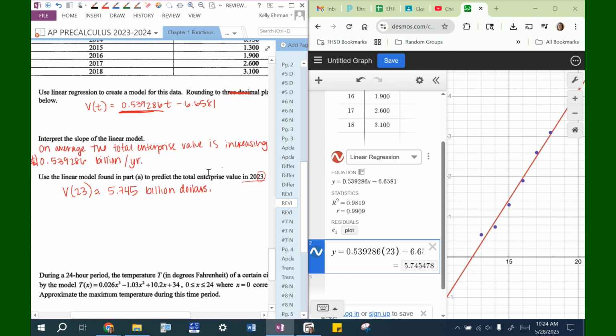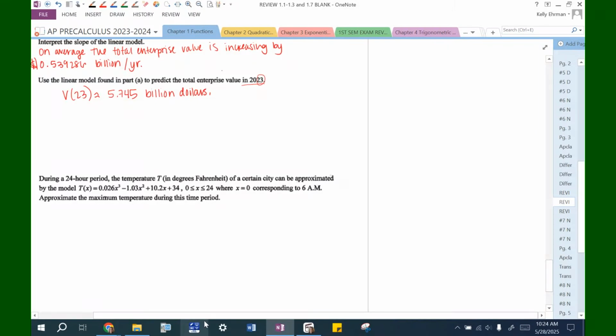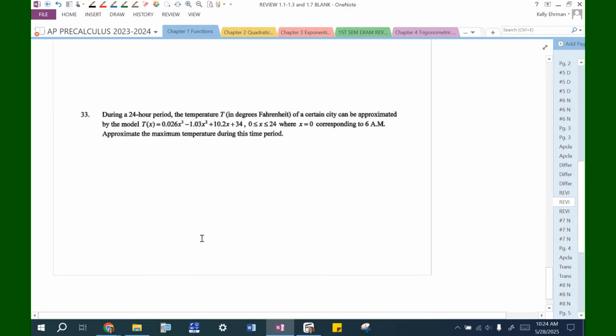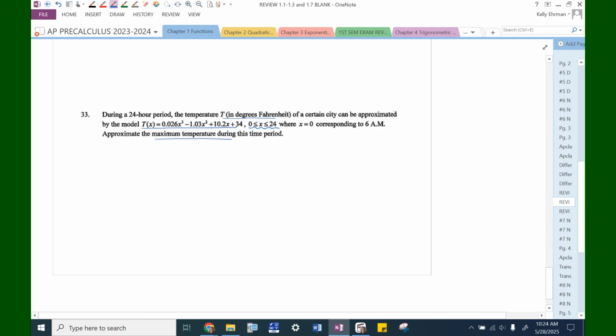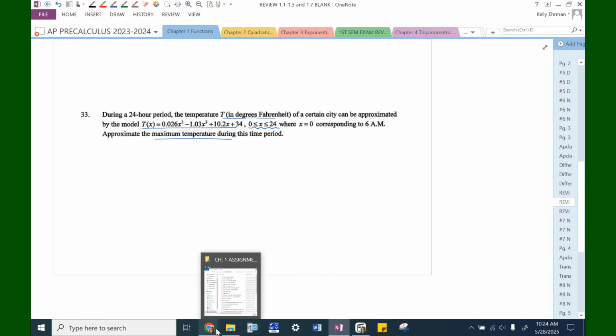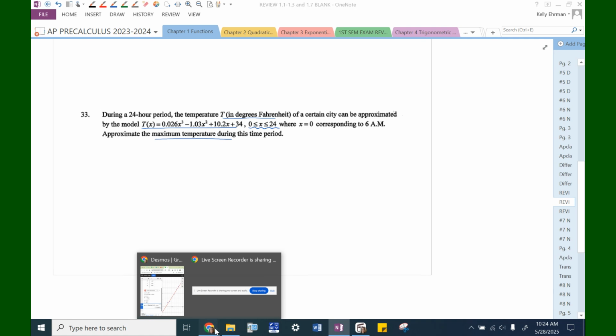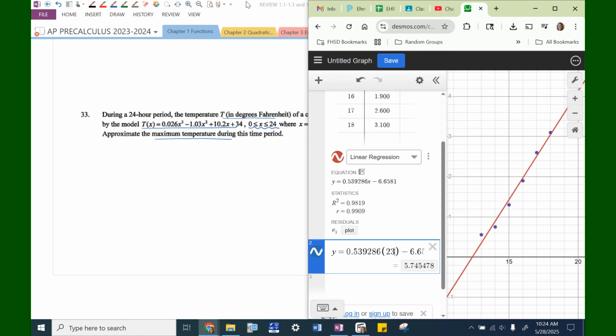All right, next problem. During a 24-hour period, the temperature T in degrees Fahrenheit of a certain city can be approximated by this model. They give us a domain. X equals 0 is 6 a.m. Approximate the maximum temperature during this time period. So this should be easy. Remember, we can graph this in Desmos, we can zoom to this window and we're just going to hover over where the highest point is. It should be either a relative max or the end points of that interval.